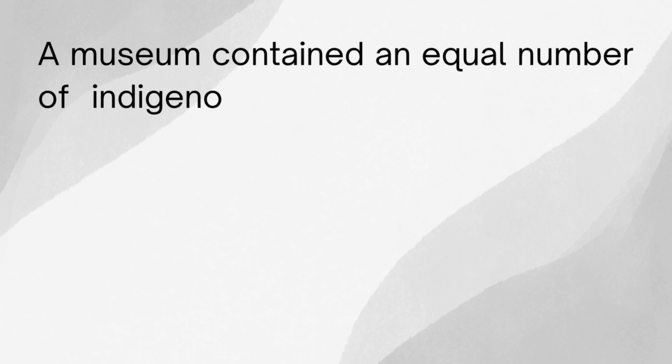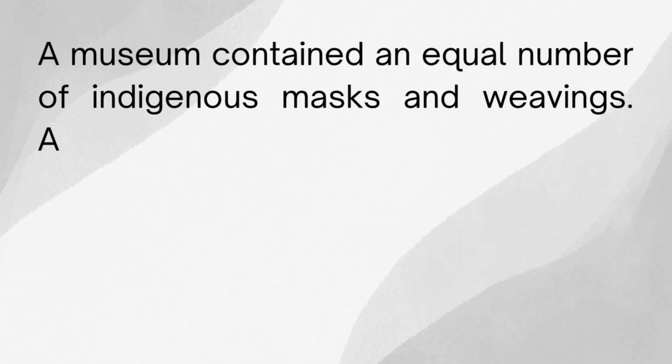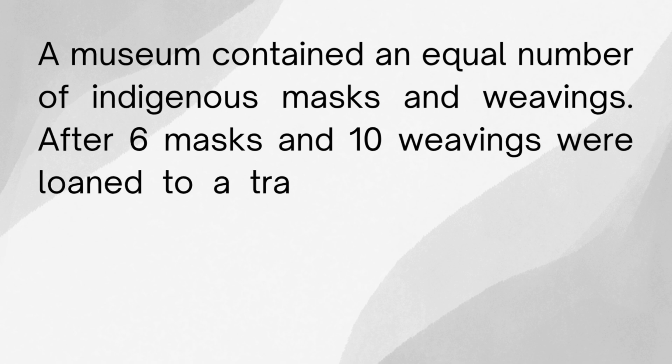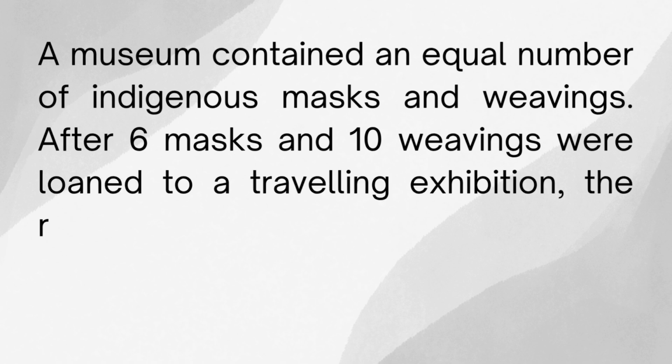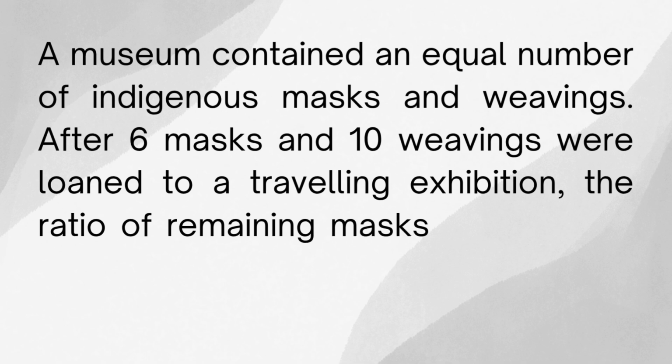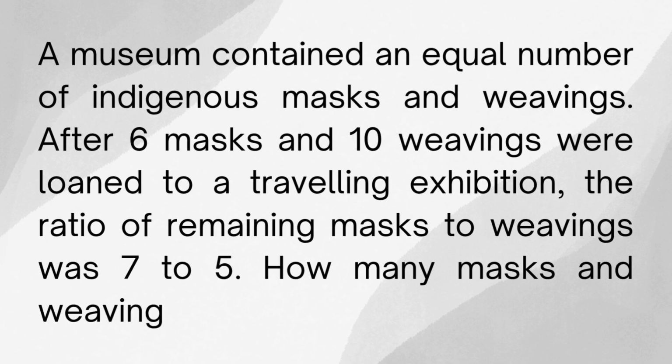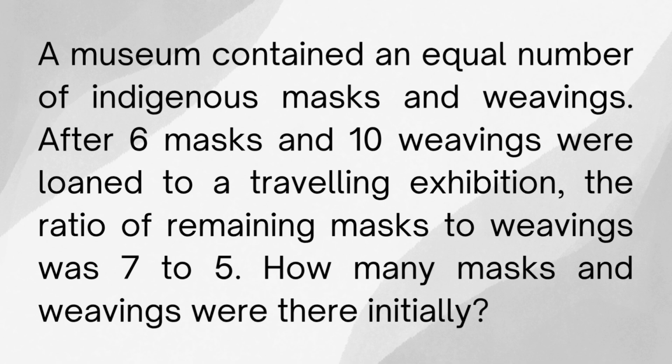A museum contained an equal number of indigenous masks and weavings. After 6 masks and 10 weavings were loaned to a traveling exhibition, the ratio of remaining masks to weavings was 7 to 5. How many masks and weavings were there initially?